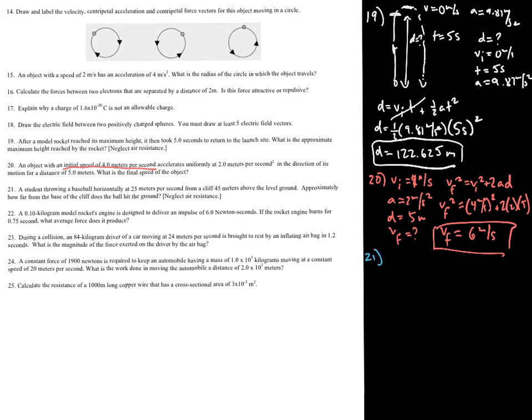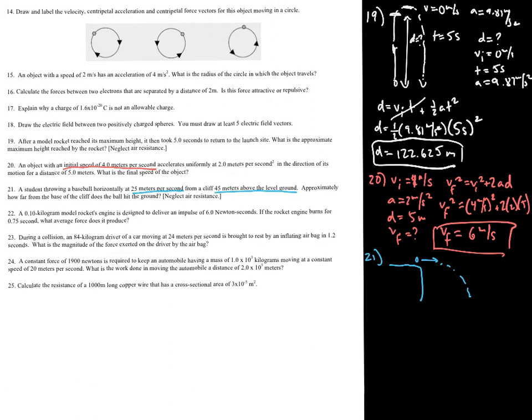Number 21. A student throwing a baseball horizontally at 25 meters per second from a cliff 45 meters above the level ground. Approximately how far from the base of the cliff does the ball hit the ground? So here we have a person throwing the ball off the cliff. It goes like this. So remember that even though this is a horizontal velocity, we also have to think vertical velocity as well. This is a 2D problem.